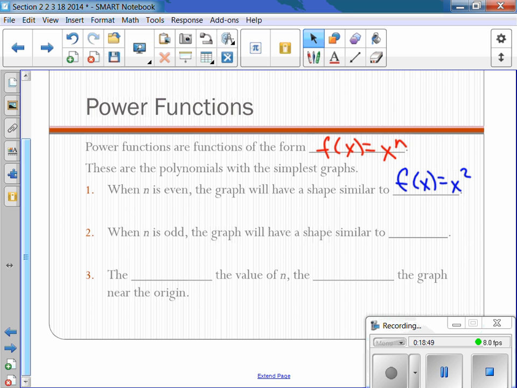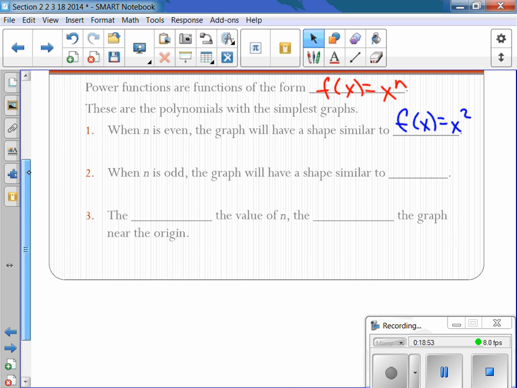When n is odd? A cubic, absolutely. So if I have x to the 7th, I know it's going to look just like my x cubed, or have that same general shape, but stretched out or compressed or something else going on. The larger the value of n, so x to the 7th versus x to the 3rd, what's going to happen when it gets near the origin? Is it going to be flatter or steeper?